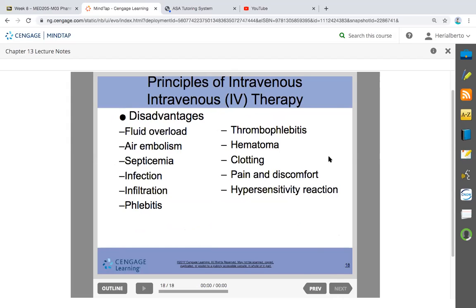And last slide, principles of intravenous therapy disadvantages. First, you have fluid overload. You can have air embolism in the veins. Septicemia, you can pass an infection because you are in direct contact with the tissue. Infection, infiltration, phlebitis, thrombophlebitis, hematoma, clotting, pain and discomfort, and hypersensitivity reaction.